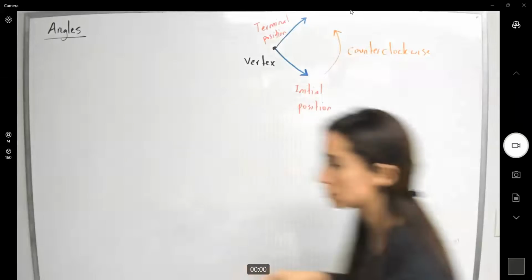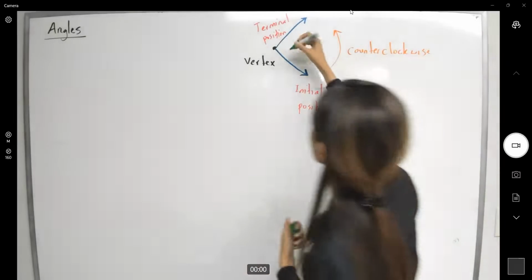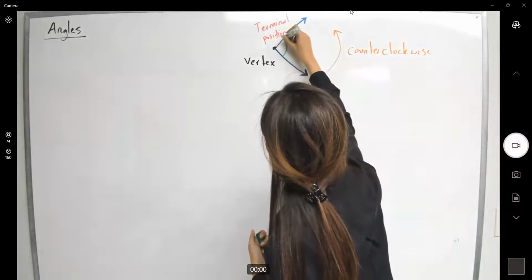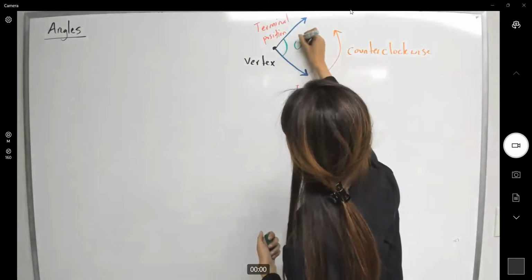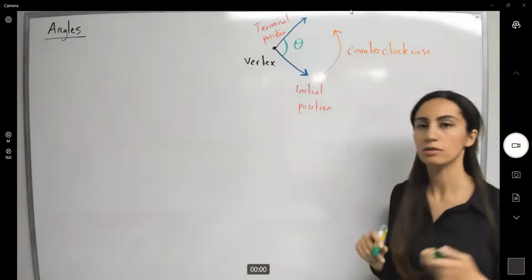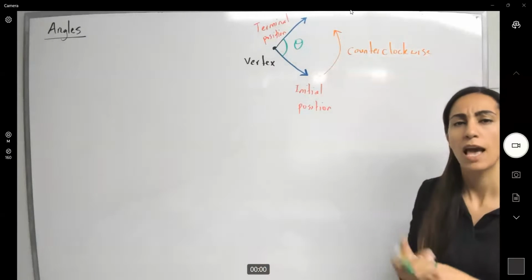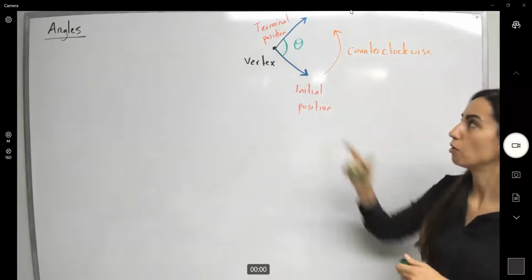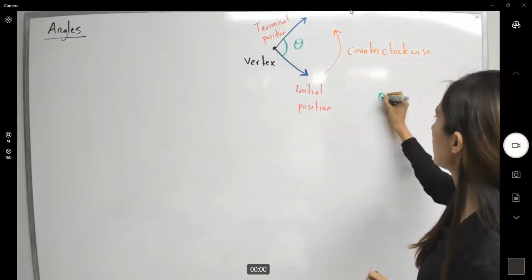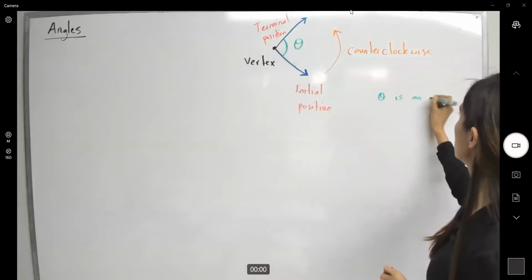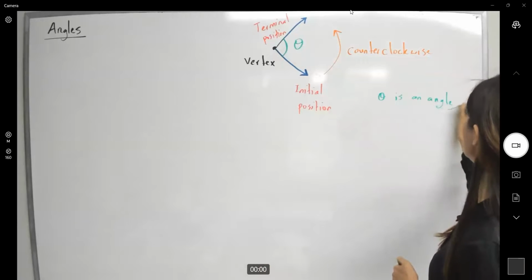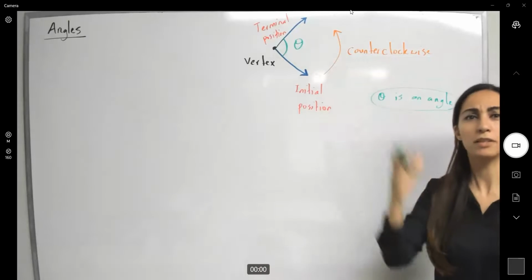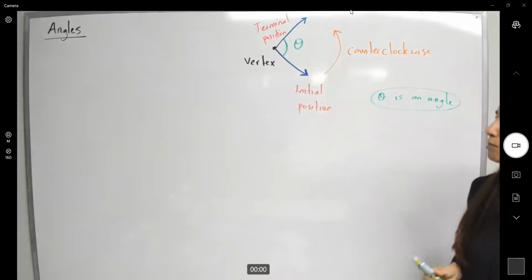This counterclockwise rotation creates an angle here. We just created something new that we call angle, like theta. We usually denote angles by Greek letters, alpha, beta, theta. So theta is an angle. So this is the creation of an angle.